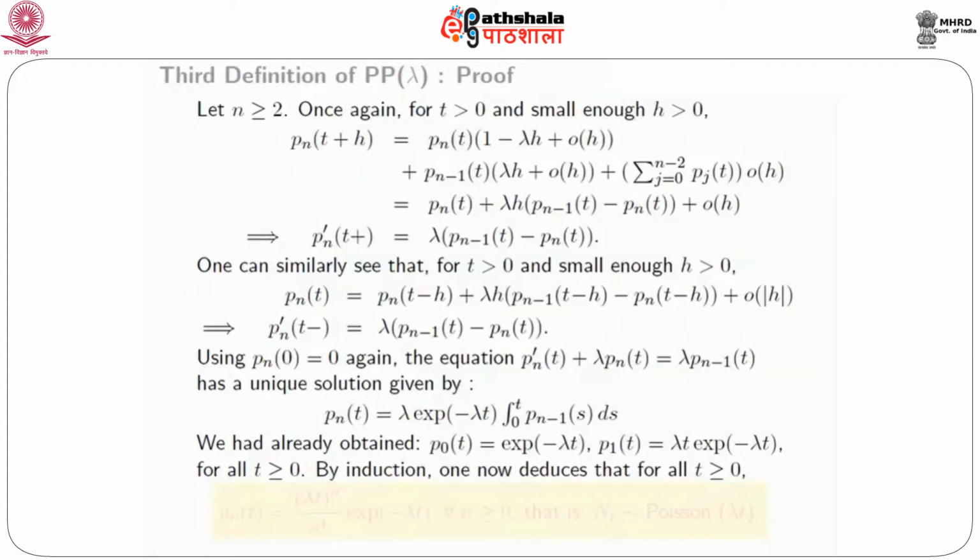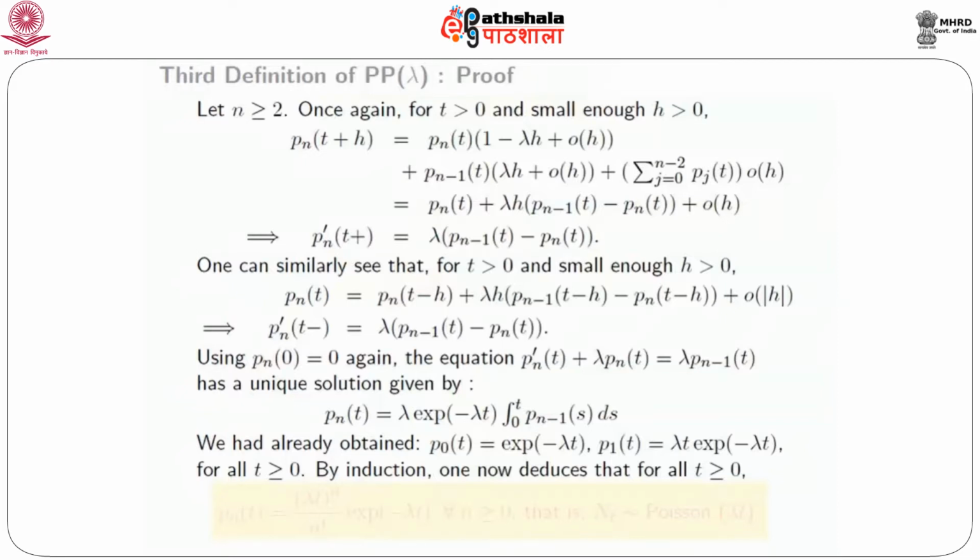Now use that formula for the general solution of an equation f prime plus alpha f equal to g. We have exactly something like that. So using that, you can easily see that this differential equation for P n has a unique solution, which is given by P_n(t) is lambda times exponential minus lambda t, integral 0 to t of P_{n-1}(s) ds. Okay.